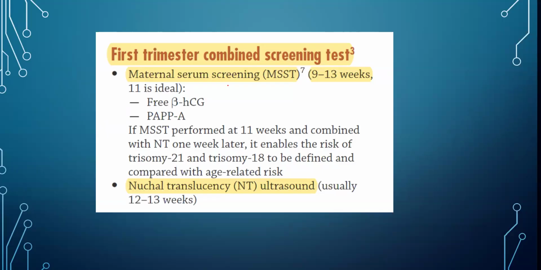Okay, coming back to Down syndrome screening. In the first trimester, as I said, we do the maternal serum screening, which means we do a blood test to check these two hormones. And also we do a nuchal translucency test. Ideally, this should be done in the late part of the first trimester, between 9 to 13 weeks, when you would be doing both the blood test and this ultrasound.